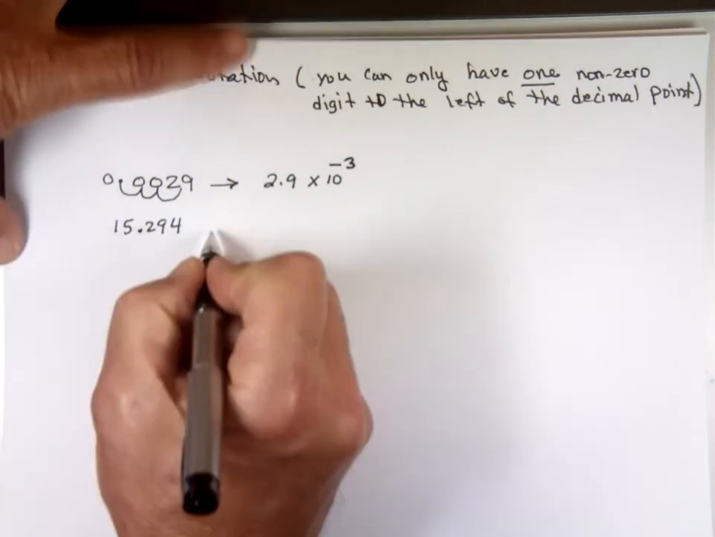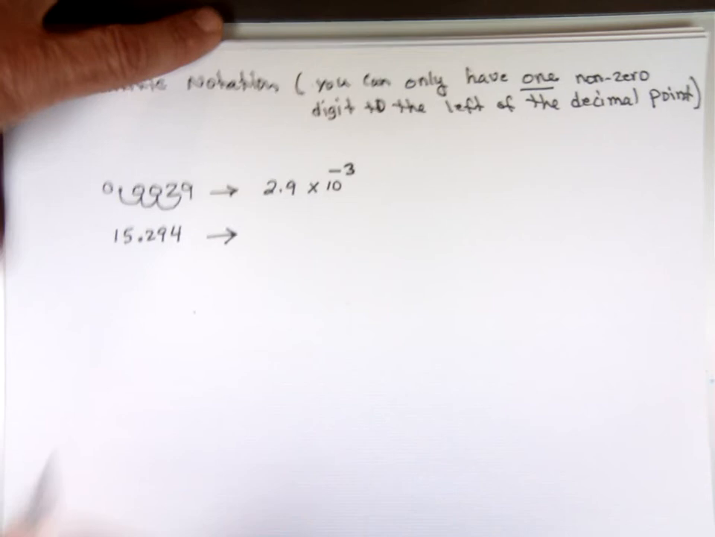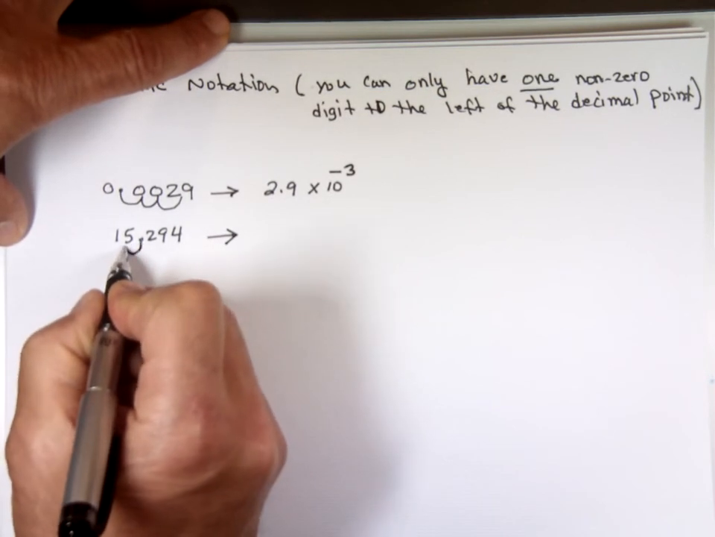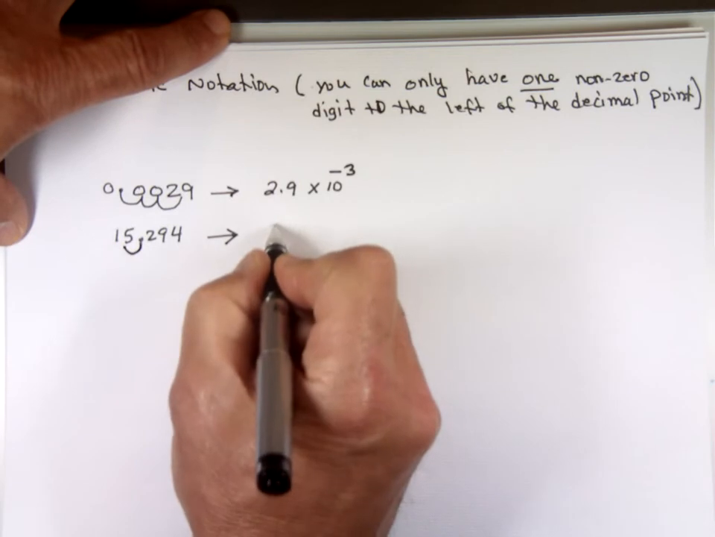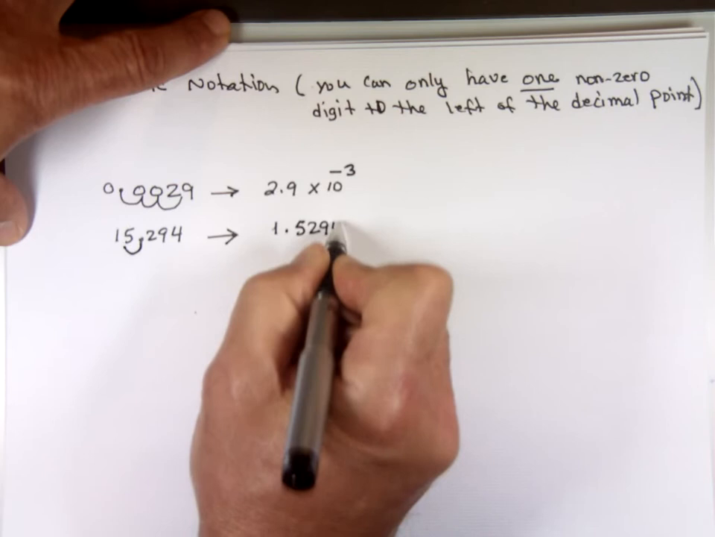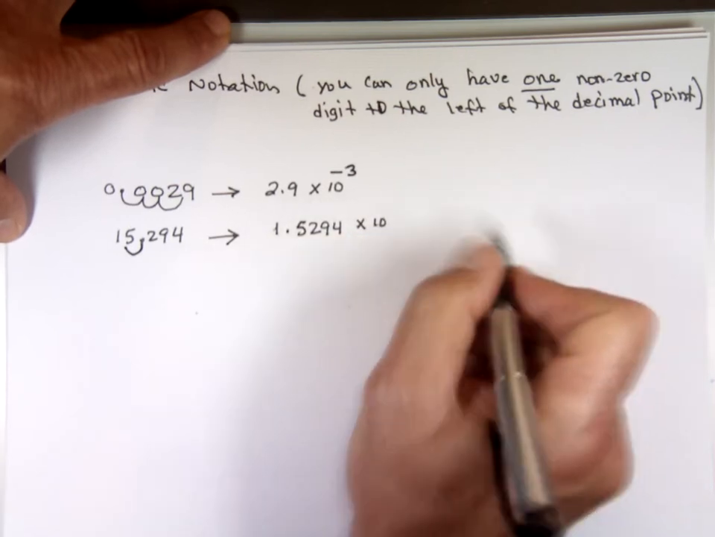This number, move it what? Plus. To the left one place. That becomes 1.5294 times 10 to what power? Plus or minus? Positive 1.